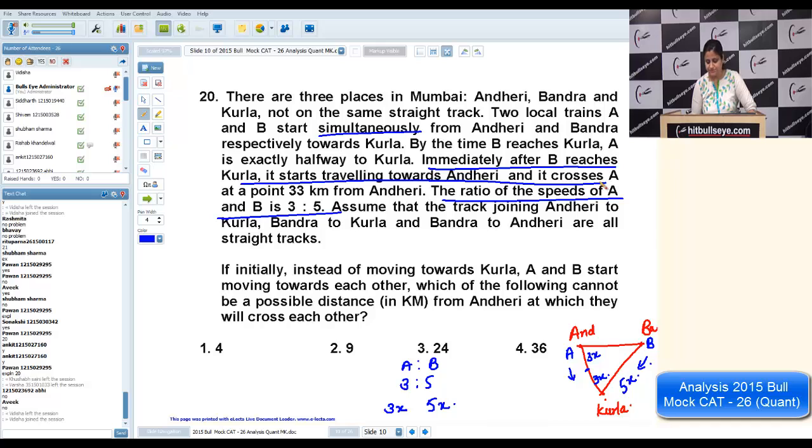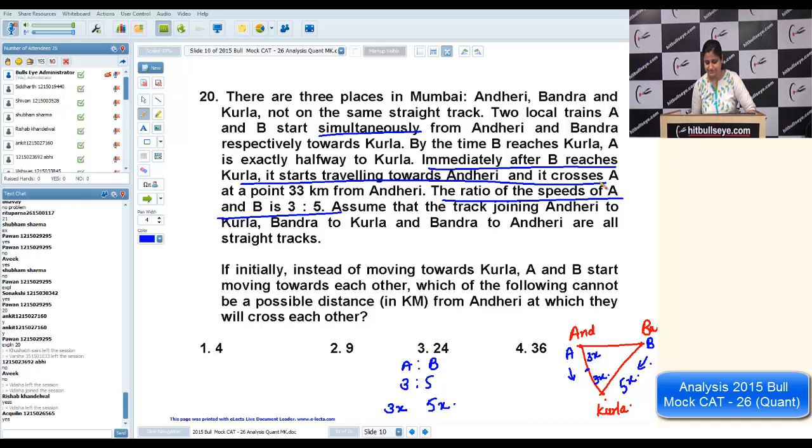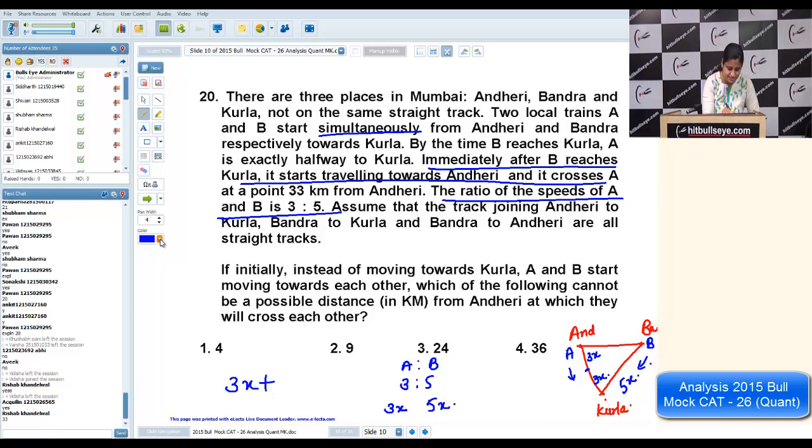So, if we try to find the total distance covered by train A from Andheri to the meeting point, it will be 3x. That was the initial distance. That is given, Rishabh. I am making use of x here. A has covered this distance, and after this distance, he has covered some part of 3x. What is that some part? It will be 3x into.